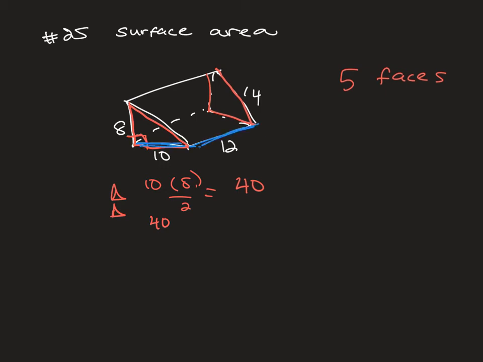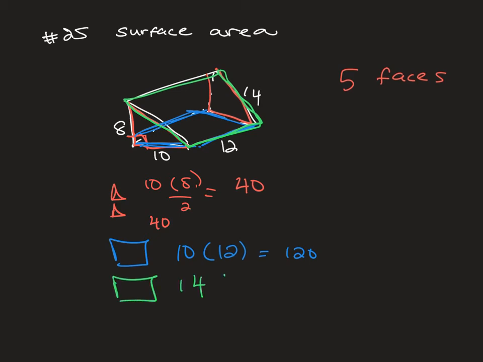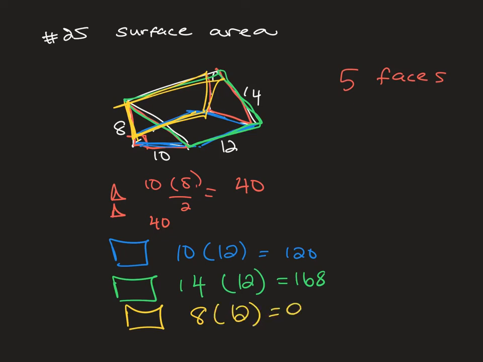We also have 3 rectangles. So I have this rectangle on the bottom, and that is 10 by 12. So 10 times 12 is going to give us 120. I have this rectangle that's kind of on the right side, and that's 14 by 12. That's going to give us 168. And then I have this rectangle that's on the left-hand side, and that one is 8 by 12, which is going to give us 96.